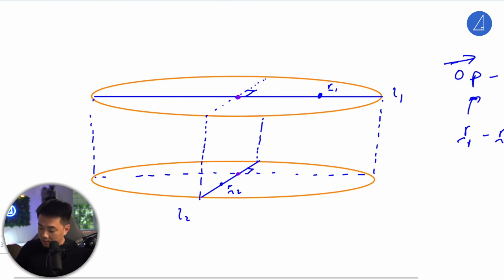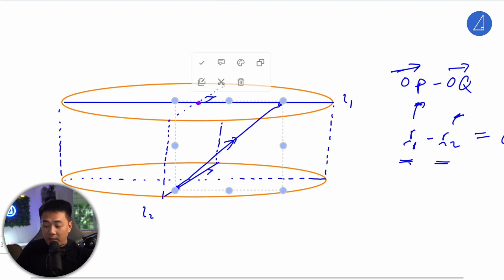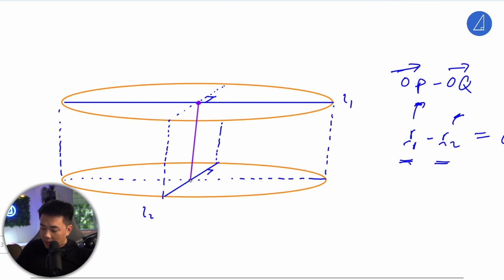Let me just draw it out. So essentially, it means that a random point from L2, R1 minus R2 is always any point on L1. So this direction, you want it to be perpendicular to both lines. It has to be this direction here. Perpendicular to both lines just means normal, right? So this is R2 and this is R1. So it has to be here.